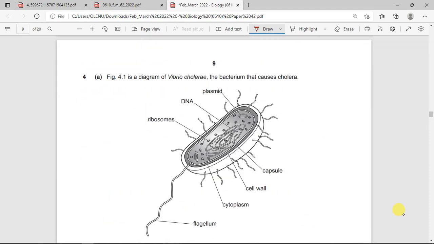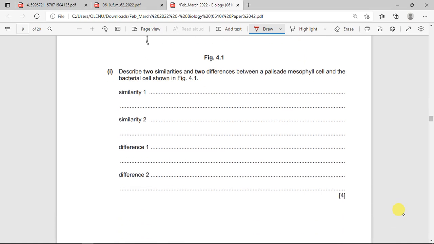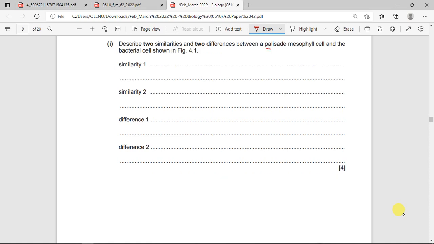Now, question 4. They said Figure 4.1 is a diagram of Vibrio cholerae, which is the bacteria that causes cholera. So they give us the diagram of this bacteria. What is the question now? They said describe 2 similarities and 2 differences between this and the palisade mesophyll cell. Now a palisade mesophyll cell is a plant cell.